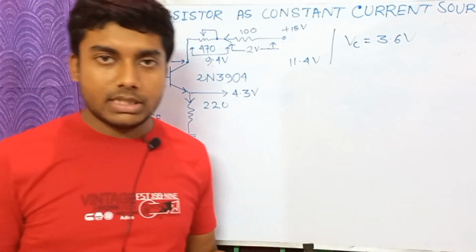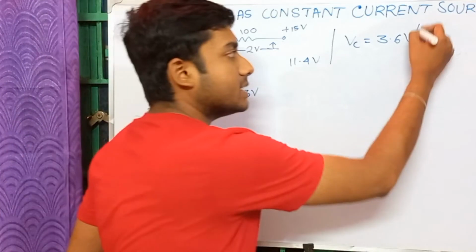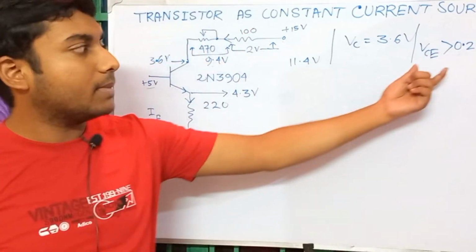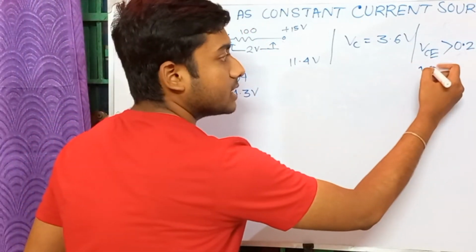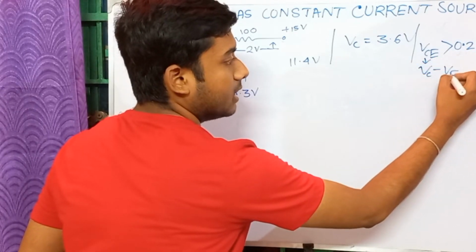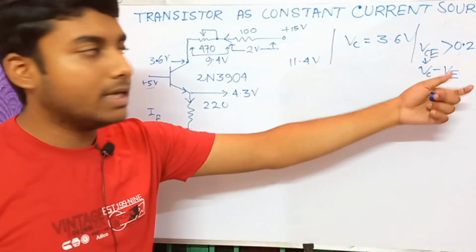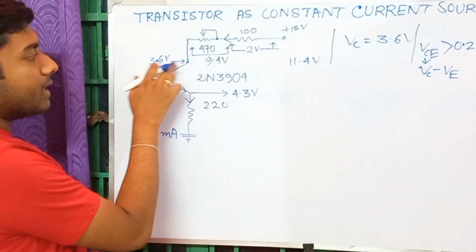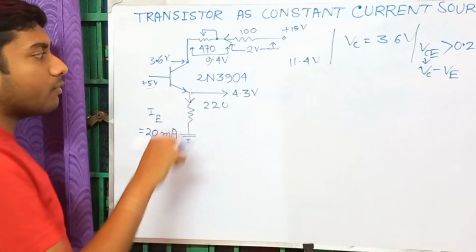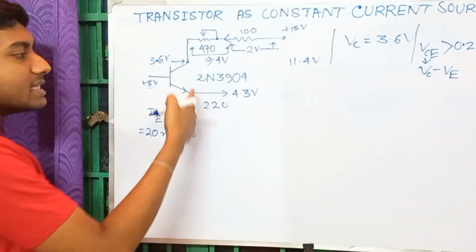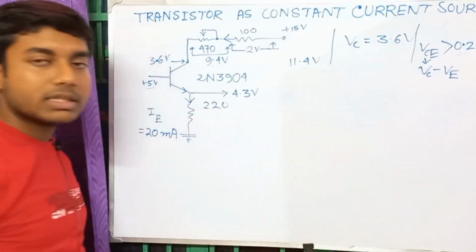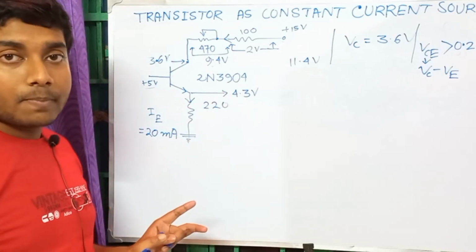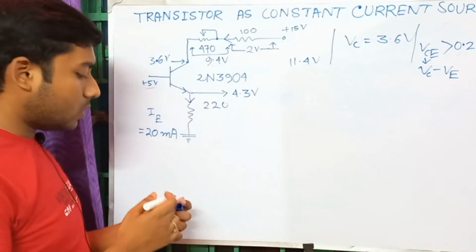Now we know that for a transistor to work in the active region, VCE must be greater than 0.2 volt. This is the fundamental concept of a transistor. VCE means VC minus VE, the voltage difference, which should be greater than 0.2 volt. Now VC is 3.6 volt, and we know that VE is 4.3 volt. That means VC minus VE is not greater than 0.2 volt; it is even less than 0 volt actually. That is contradictory, right? So that will not work.